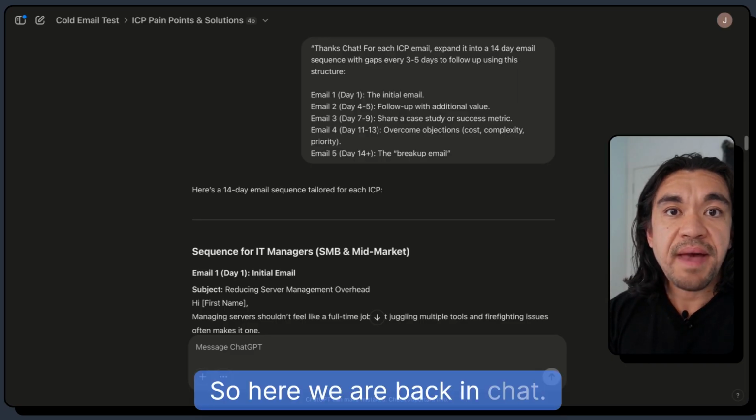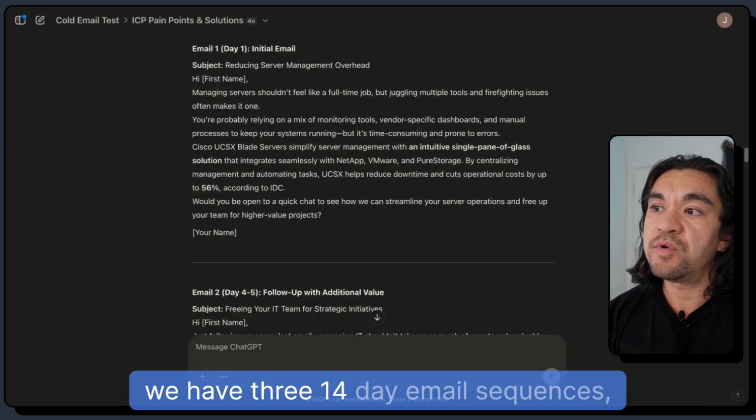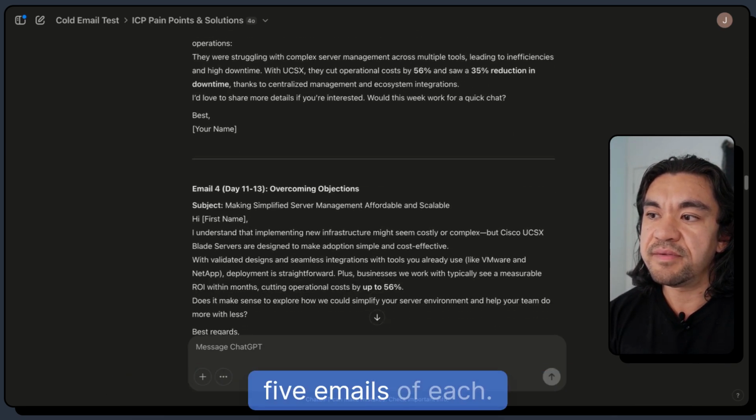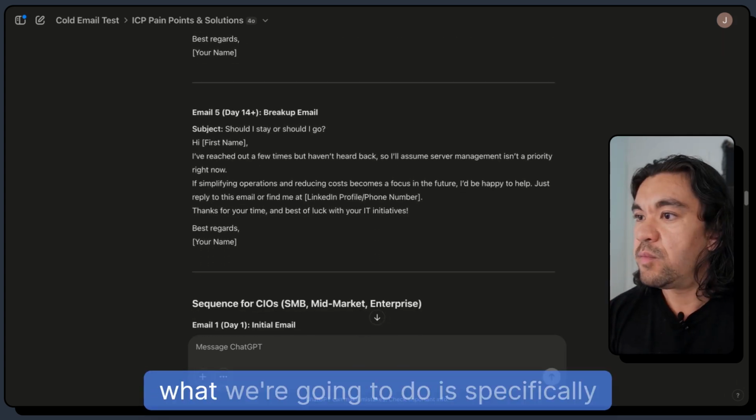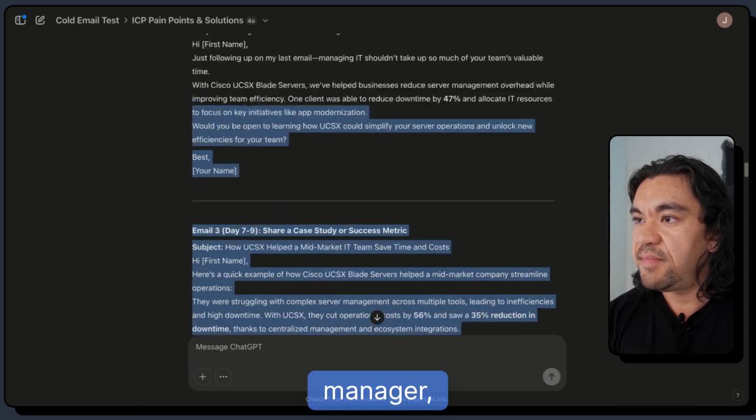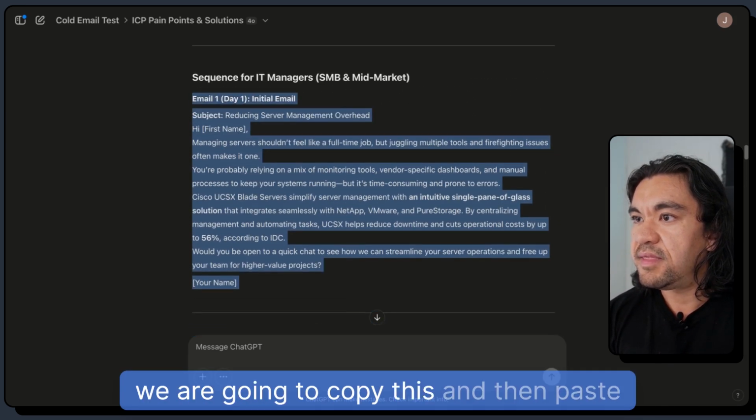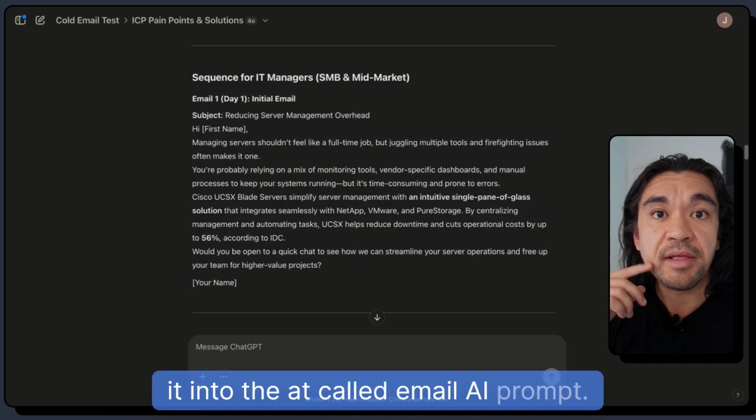So here we are back in ChatGPT, copied and pasted that into here. And now we have 3 14-day email sequences, 5 emails of each. Okay. So again, these are great drafts. And what we're going to do, specifically for that example of the mid-market IT manager, is copy this and then paste it into the cold email AI prompt.